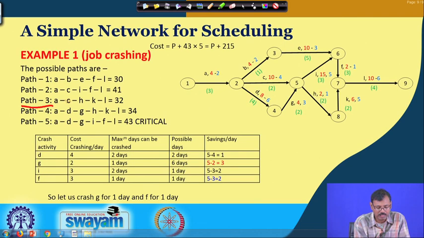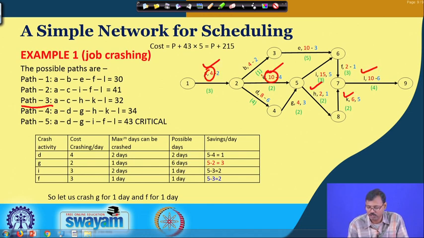Considering path 3, A, C, H, K and L, the path length is 4 plus 10, 14, plus 2, 16, plus 6, 22, plus 10, 32. That is the path length.